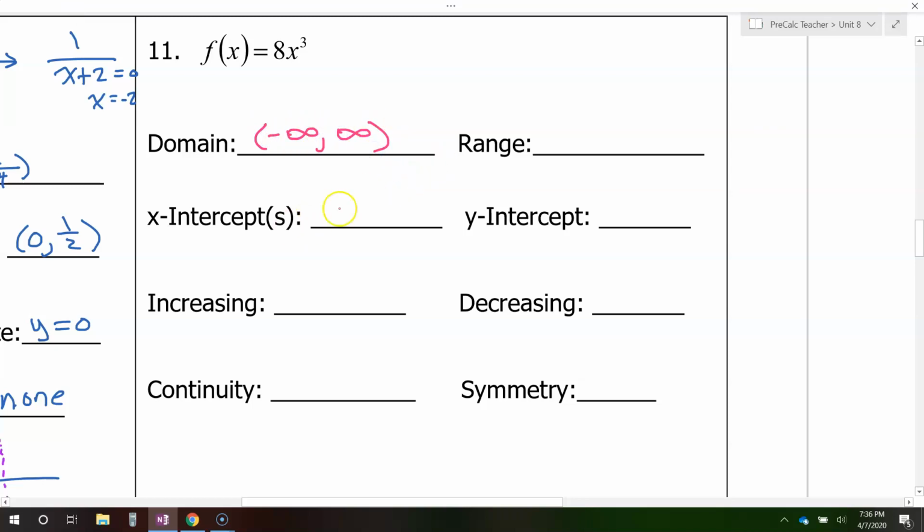There are no holes, and there are no asymptotes. Wow, they didn't even give me a spot to write holes. Never mind. So the domain will be negative infinity to positive infinity. The range will also be negative infinity to positive infinity.